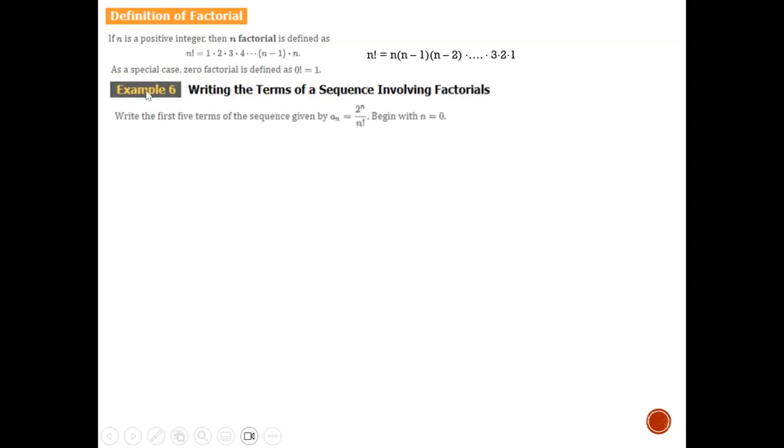Okay. Example here, example number 6. Writing the terms of a sequence involving factorials. It says write the first 5 terms of the sequence given by a_n equals 2 to the n over n factorial. Begin with n equals 0. Okay, so I'll plug in 0 for the n's, so it's going to be 1 over 1, which is equal to 1. Remember that 0 factorial, guys, is equal to 1.